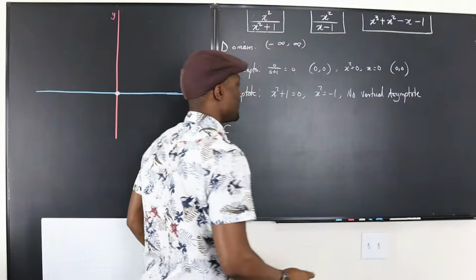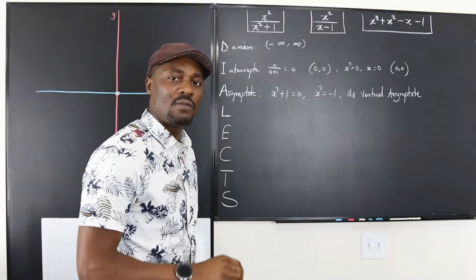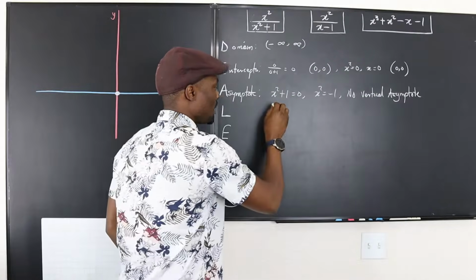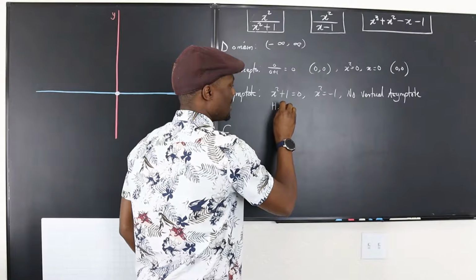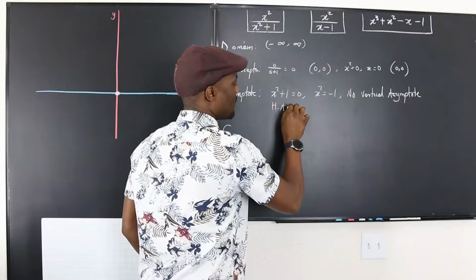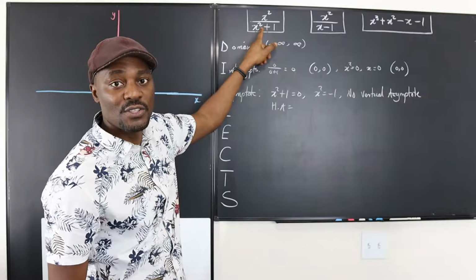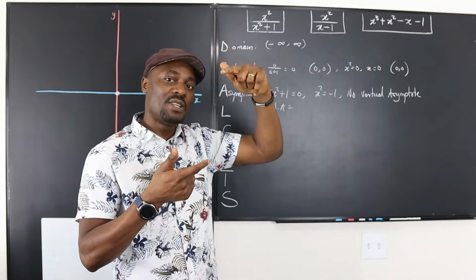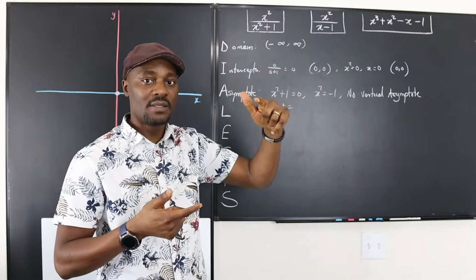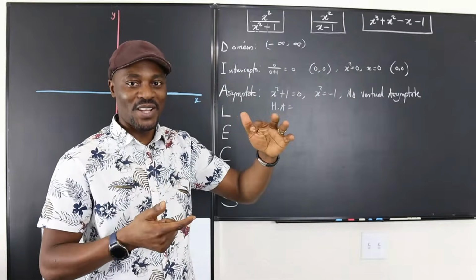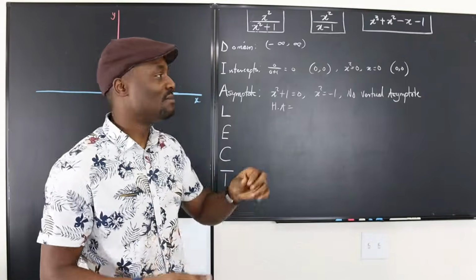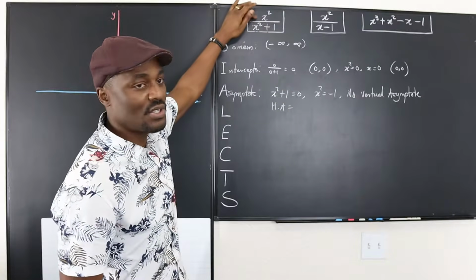Okay, if you don't have a vertical asymptote, can you have a horizontal asymptote? So we go to horizontal asymptote instead. The degree of the numerator is 2, the degree of the denominator is 2. Now when they have the same degree, there's always a horizontal asymptote, and the horizontal asymptote is the ratio of their coefficients.